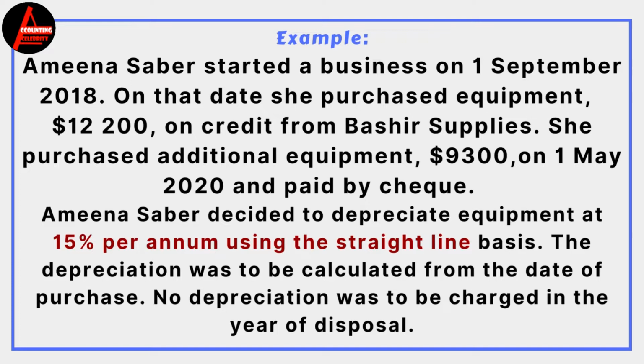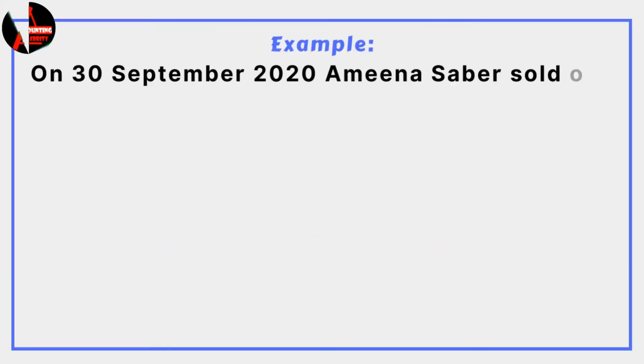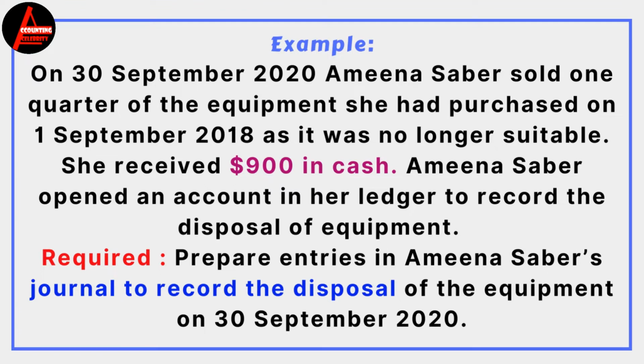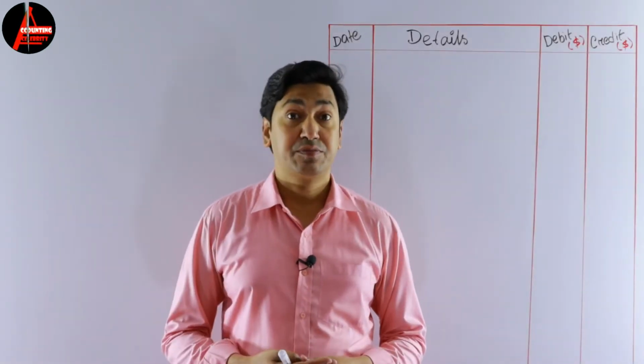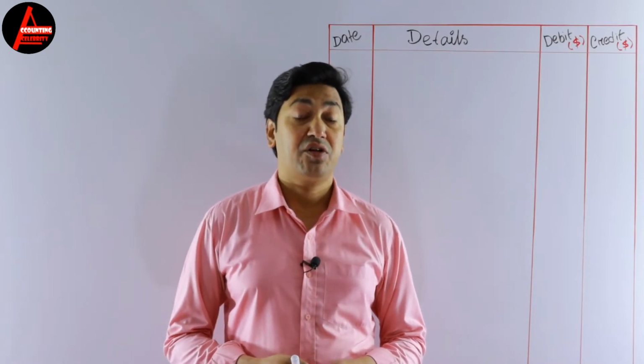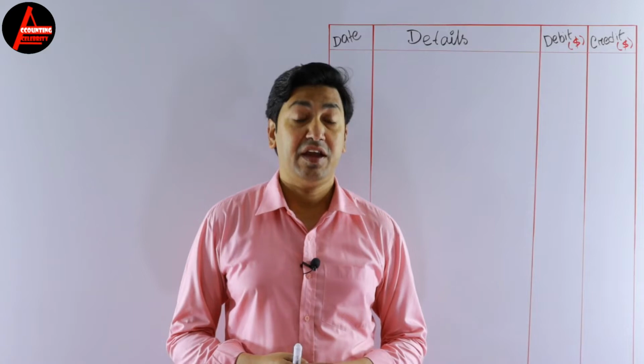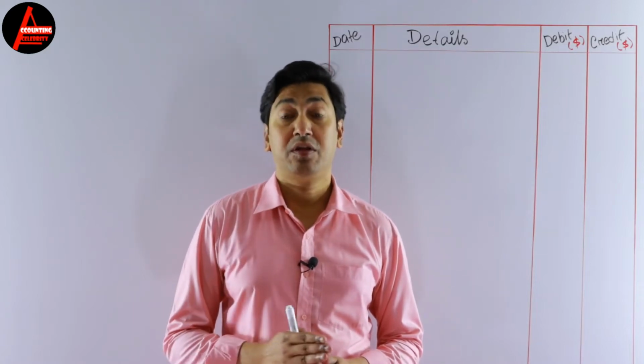No depreciation was to be charged in the year of disposal. On 30 September 2010, Amina Sabri sold 1/4 of the equipment she had purchased on 1st September 2018. As it was no longer suitable, she received $900 in cash. Amina Sabri opened an account in her ledger to record the disposal of equipment. Okay, so this is our question. So here she disposed equipment which was purchased on 1st September 2018 and she disposed 1/4 of that asset.